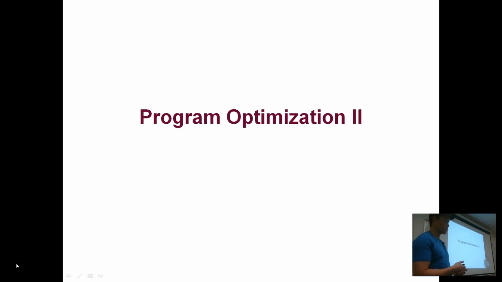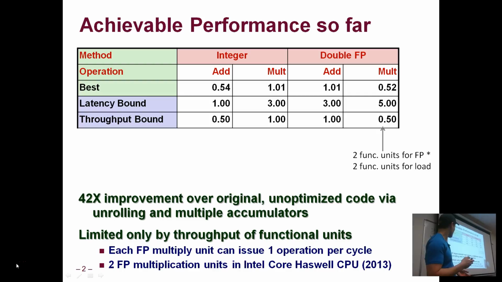Okay, so the next part of this is Program Optimization II, which is SIMD. To recap, our achievable performance so far is right at our throughput bound, which is good. But you're limited now by the throughput of the functional unit, right? Each floating point multiply can issue one operation per cycle, and because you have two floating point multiplication units on that Intel Core processor, this allows you to do two floating point operations per cycle, which is great.